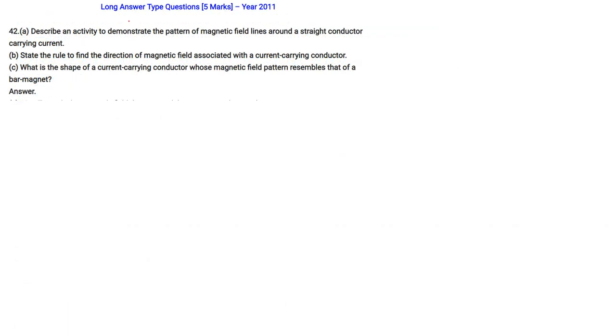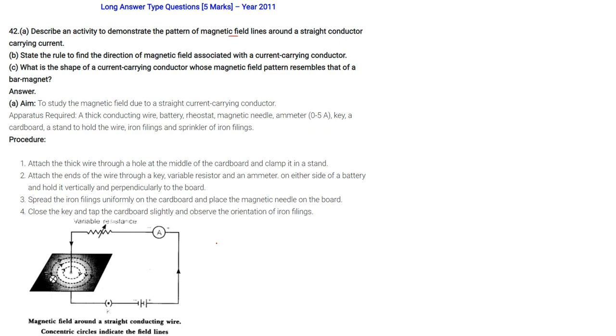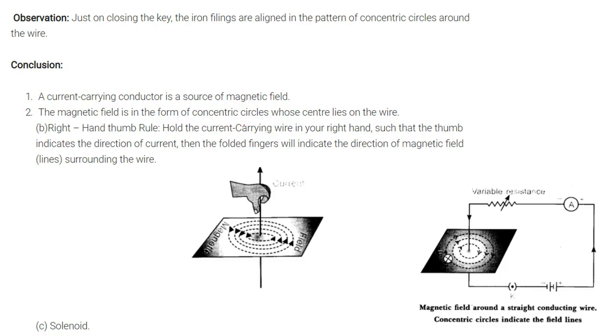Describe an activity to demonstrate the pattern of magnetic field lines around a straight conductor carrying current. This we have already seen, so I'll just skip it. What we have to do here is put some nails or iron filings here, and when you pass the current and tap it, you will see they will be in circular ring formation. I'll skip this because we have already seen it in the previous discussion.